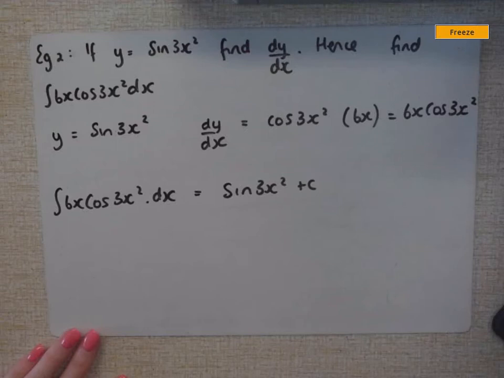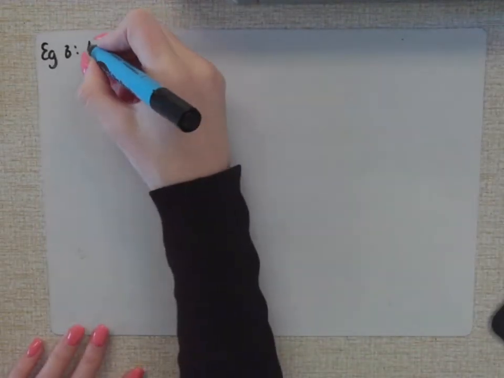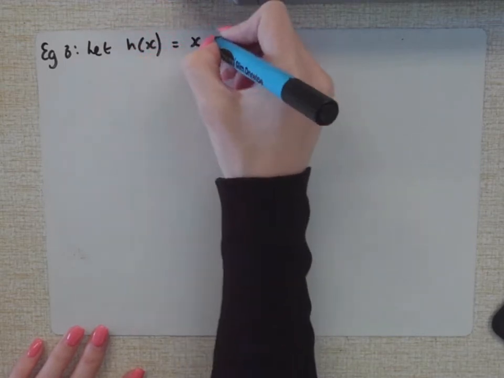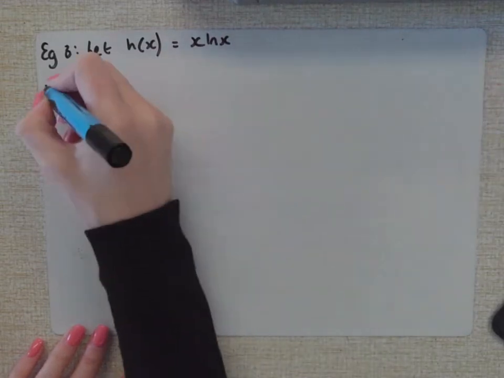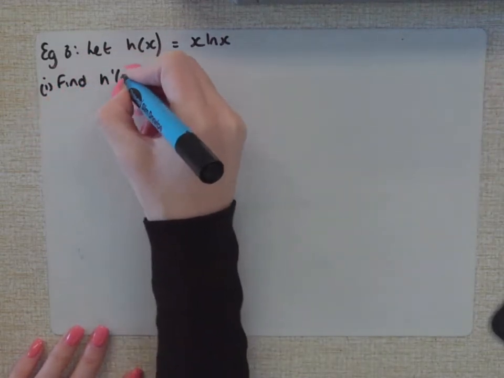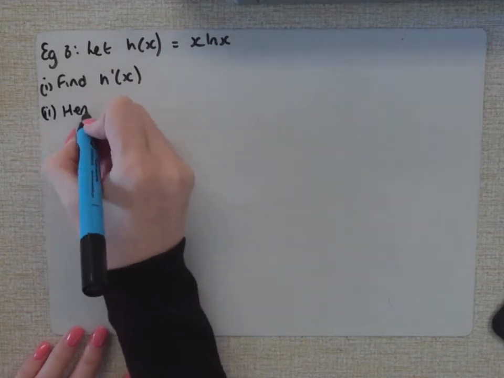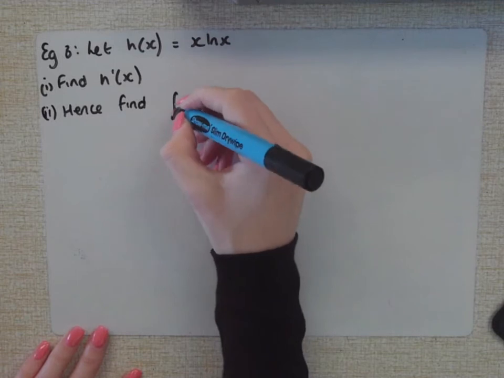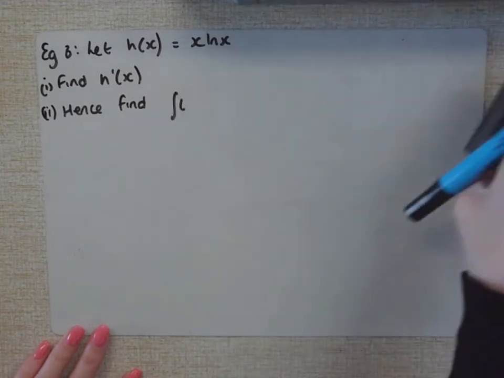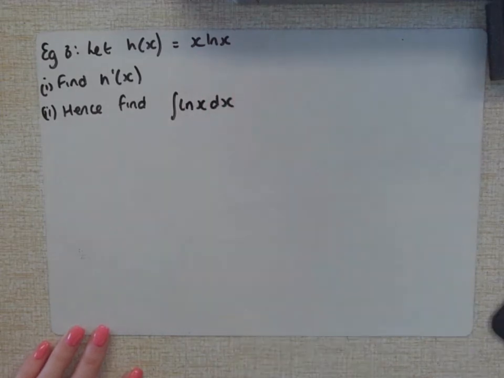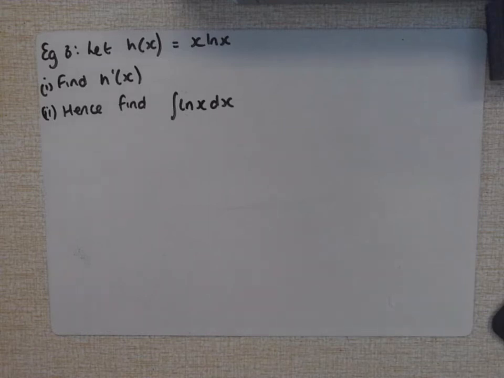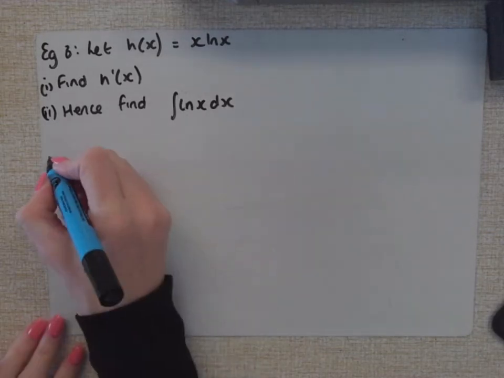Can I get rid of the board? Okay, example 3. Okay, so let h of x equal x ln x. Find the derivative of h of x. Okay.